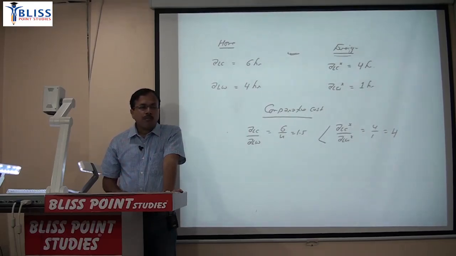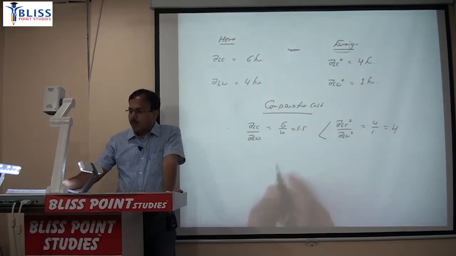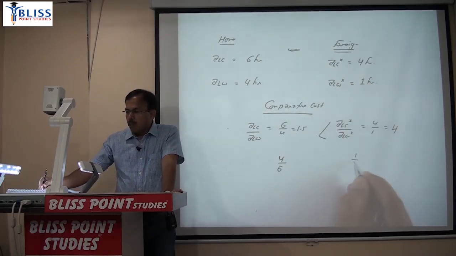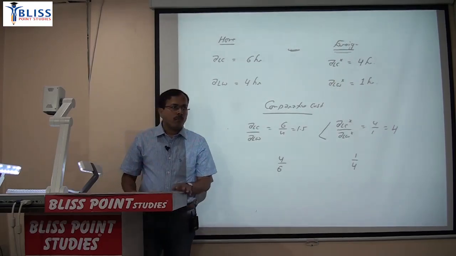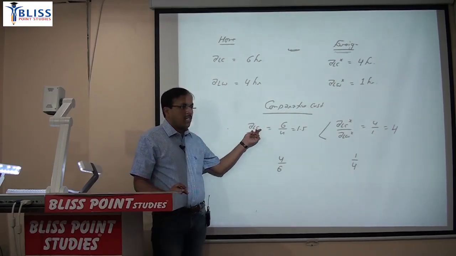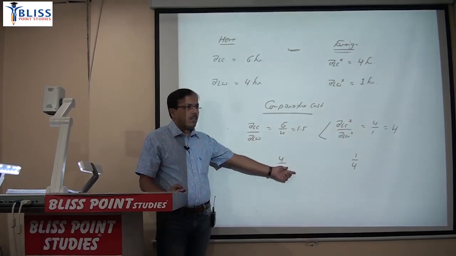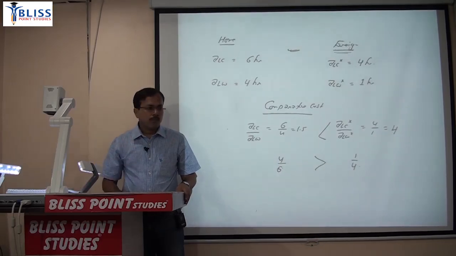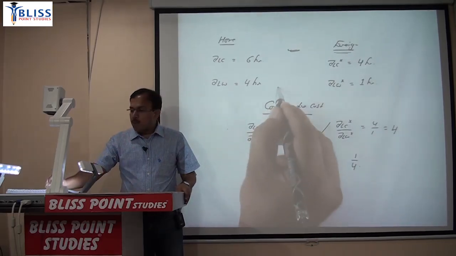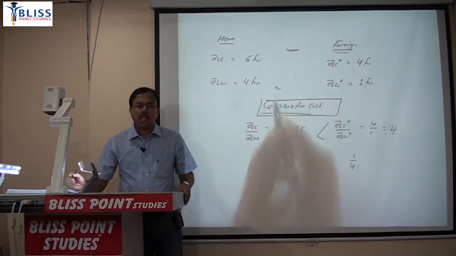So what will be the situation for wine now? You have to take the inverse of it. If you take the inverse, it will become 4 by 6 and this will become 1 by 4. Now the inequality will change. That means based upon comparative cost advantage, trade is still possible. The home country will specialize in cheese and the foreign country will specialize in wine, because this is now 0.66 and this is 0.25. So where Adam Smith failed, the Ricardian concept helps to explain that.